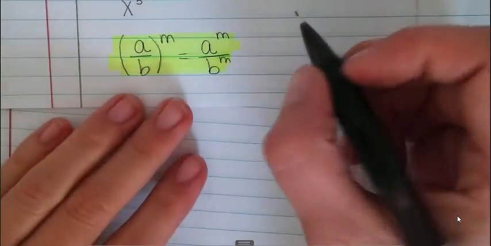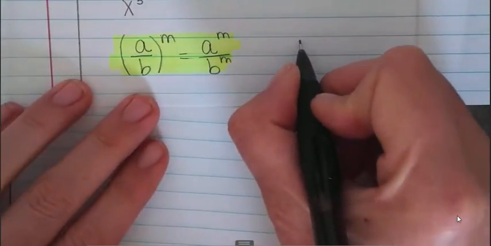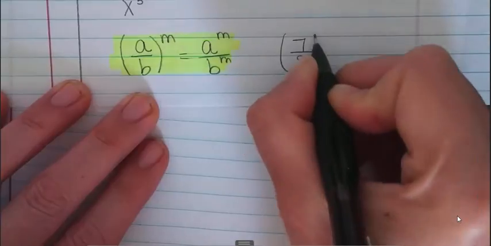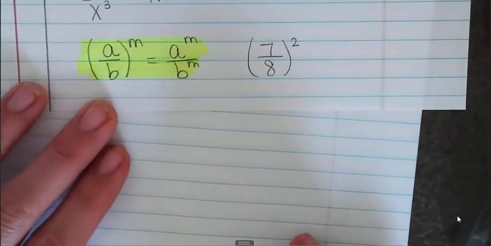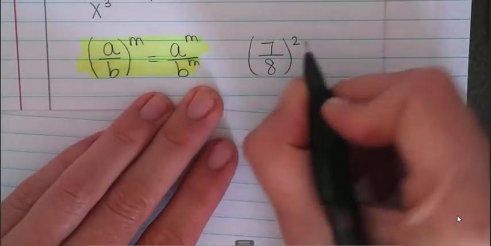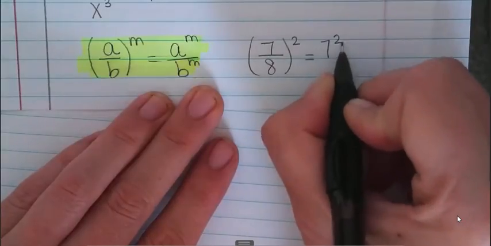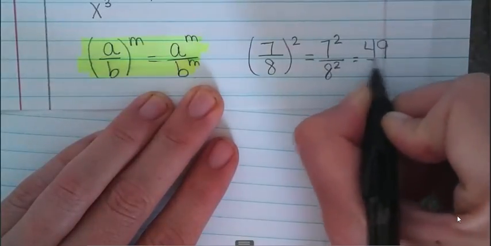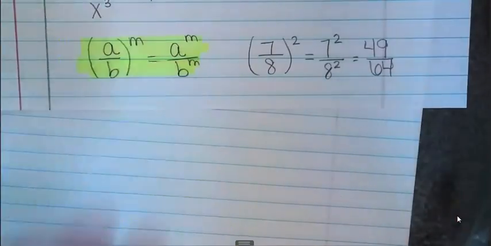An example of that might be 7. So I'm just going to do the example over here because I'm out of room. So I'll do 7 over 8 squared. So really this just becomes 7 squared over 8 squared, or 49 over 64.